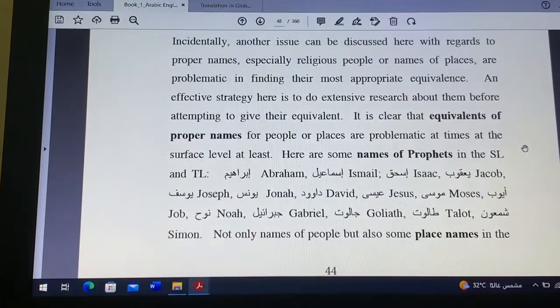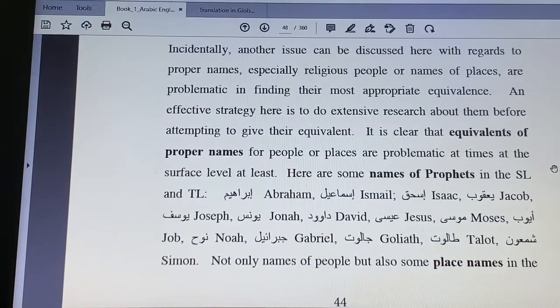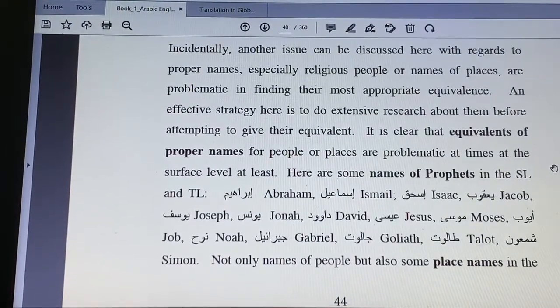In particular, of course, names of prophets, for example, that are very well established. So let's have a look at them and then discuss them in detail with you. This is from my book, by the way, Arabic English Syntax in Translation, which was published by Arachne in 2013. I discussed it in the last session, and I just came across this, which is on page 44, and I thought maybe I'll share that with you.